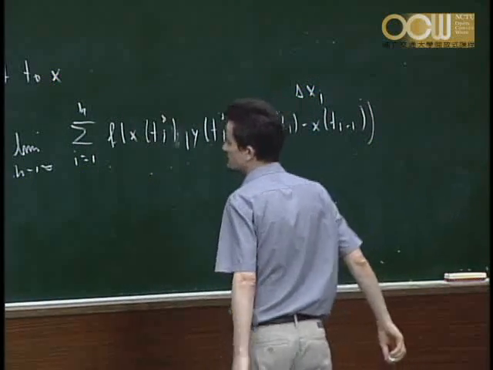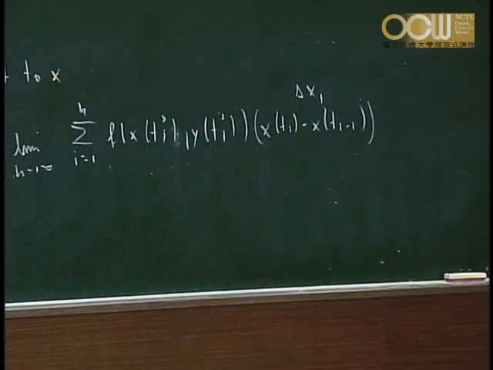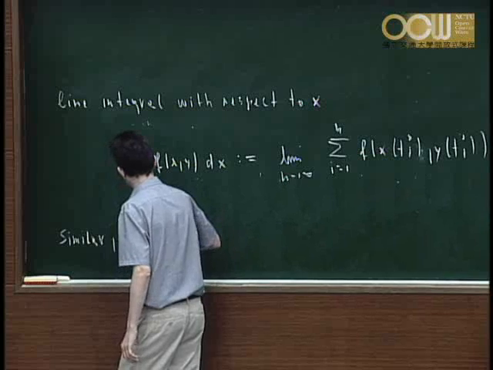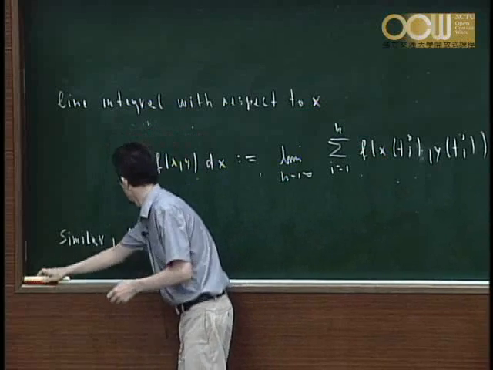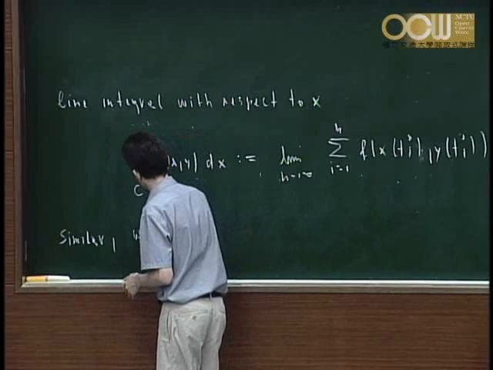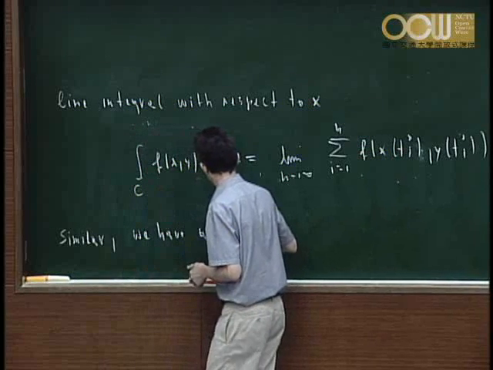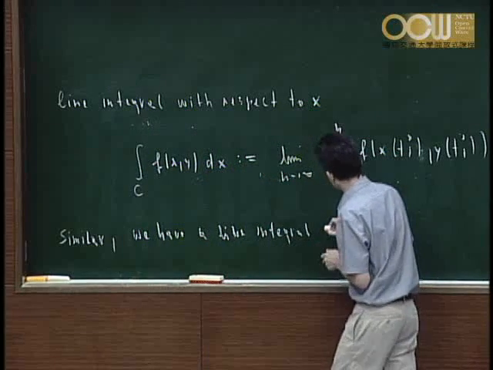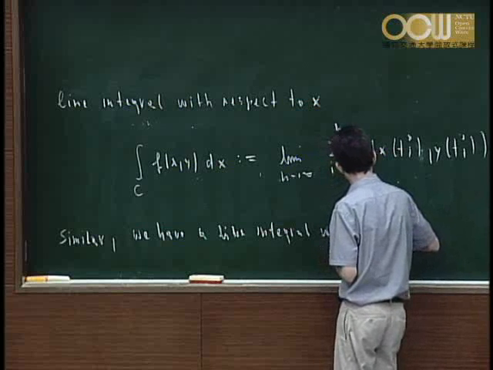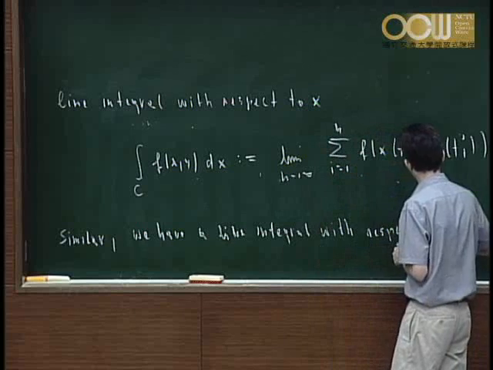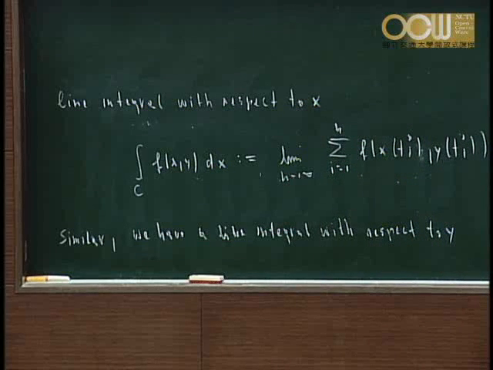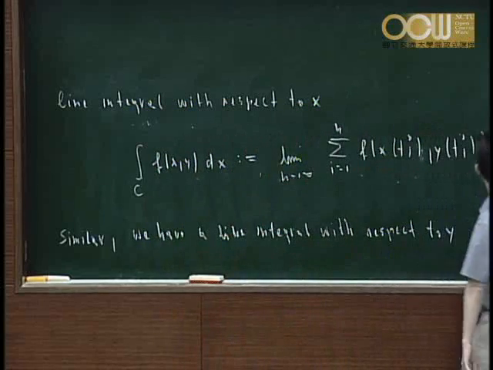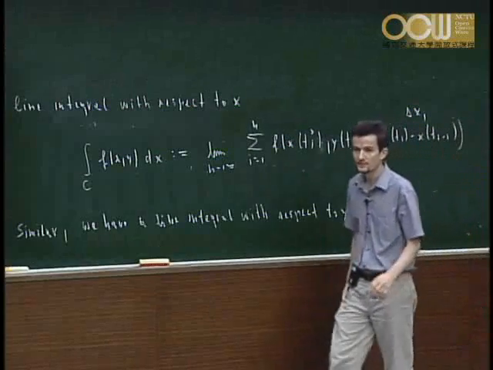Okay, and similarly we have a line integral with respect to y. So for the line integral with respect to y, we write here dy. So this is then a new symbol, and is defined as the limit, where we replace this here by y of t i minus 1.